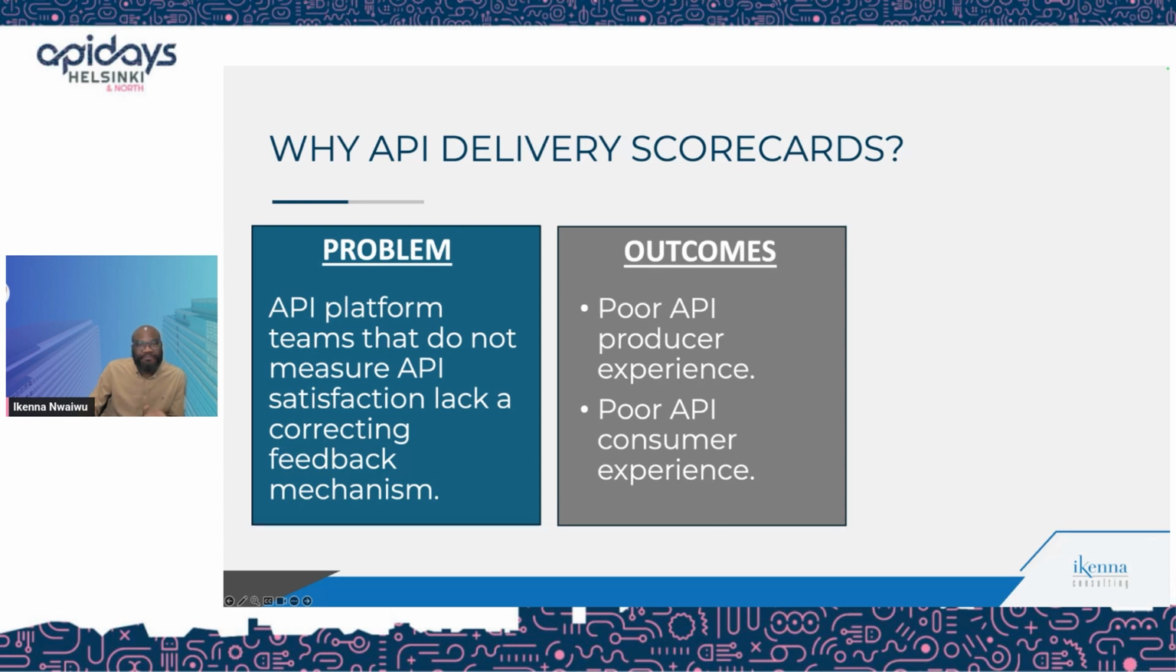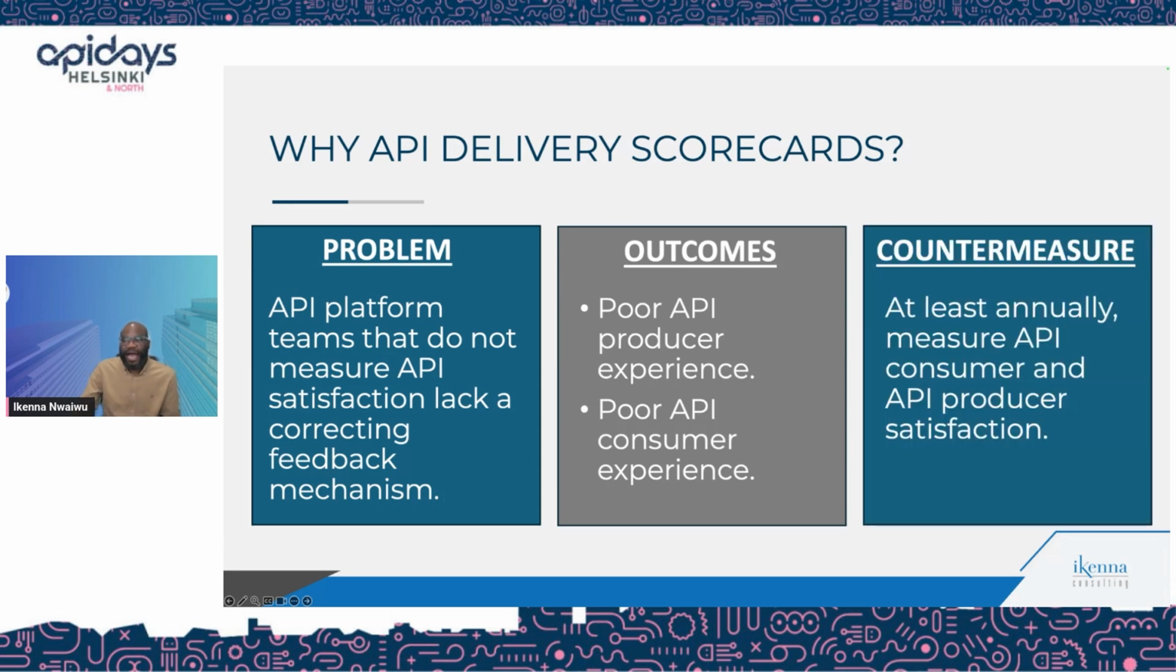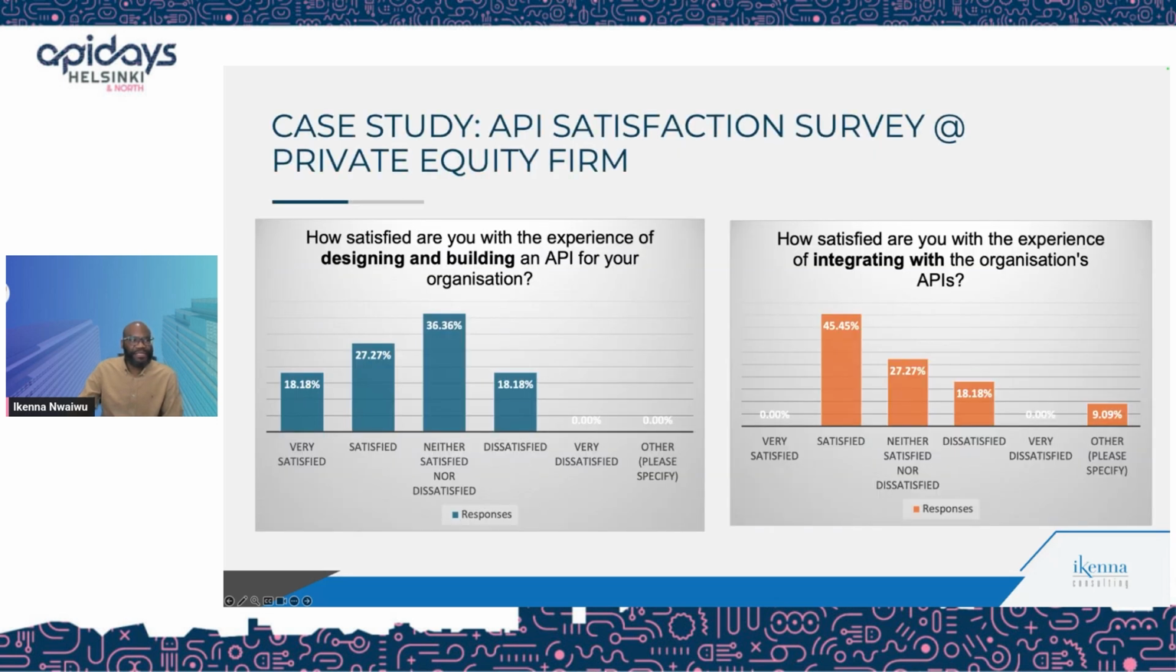And what does this then mean? Well, it means that there's going to be a very poor API producer experience or a very poor API consumer experience, whether it's in terms of documentation or quality issues with the API or something else. The way to counteract this is to measure API satisfaction, whether on the consumer side or on the producer side. I want to give a few case studies of where this has been done.